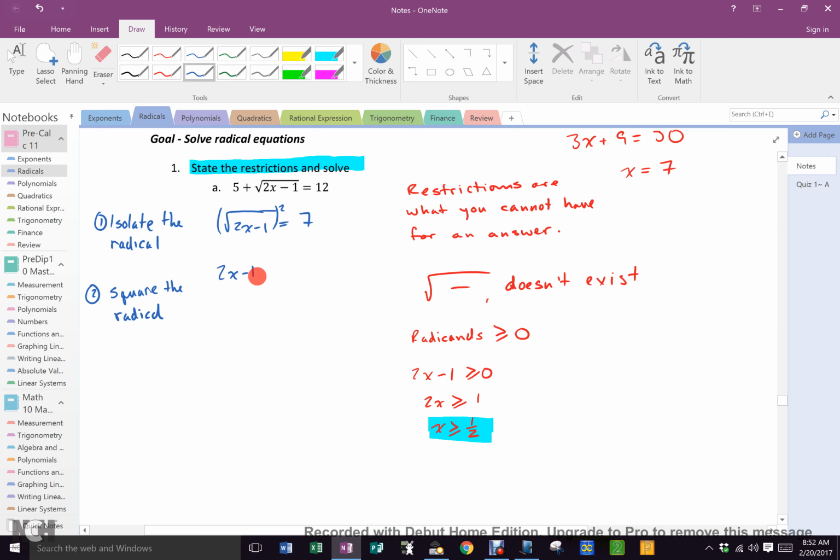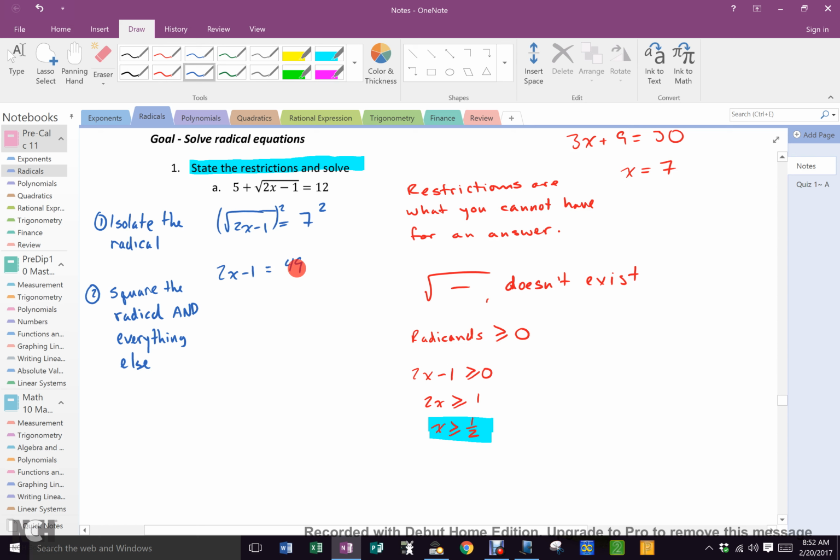So what do I have on the left? 2x minus 1. Now, what do I have to remember to do? Same where? Why? Because it's not equal if I don't. I got to square both sides. Square the radical and everything else. So what do I get now? 2x minus 1 equals what? 49.